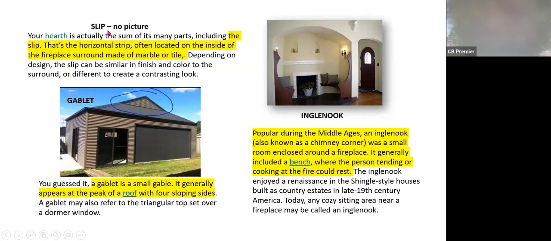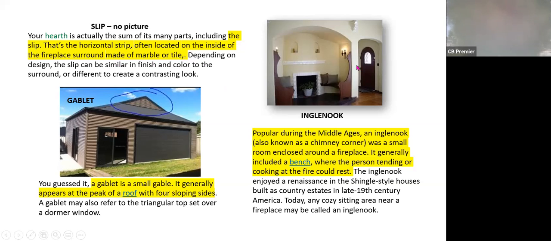I don't have a picture of this. I wear a slip, so I didn't know a slip was something else. One of you may already know this, but it's the bottom part of your hearth and fireplace, made of different types of material. It's a horizontal strip inside the fireplace and surrounding it, surrounded by marble and tile. But that's what a slip is. I thought that was pretty cool.